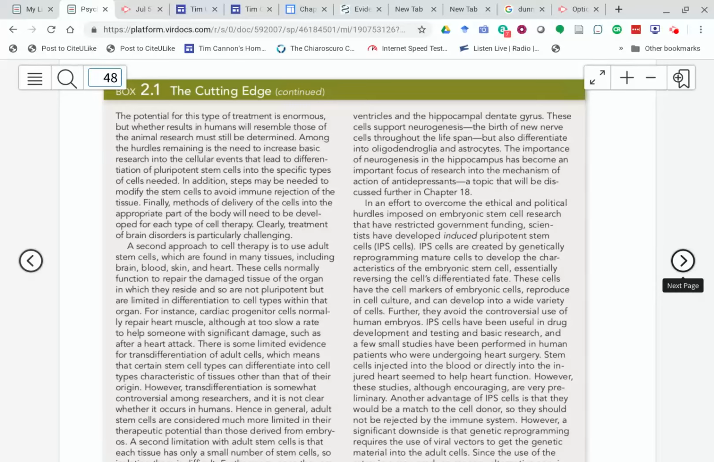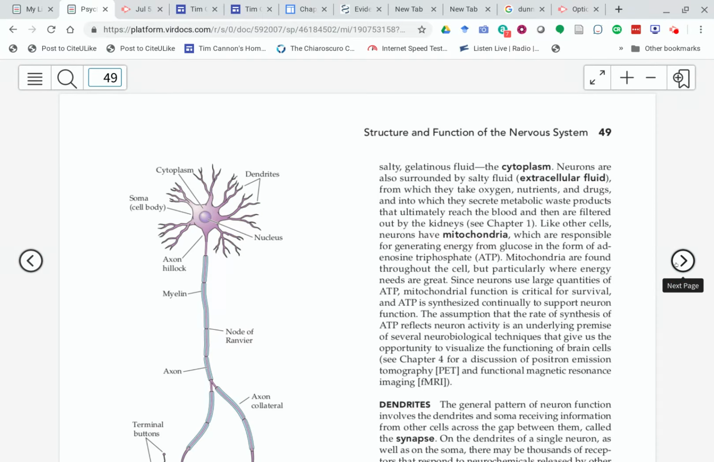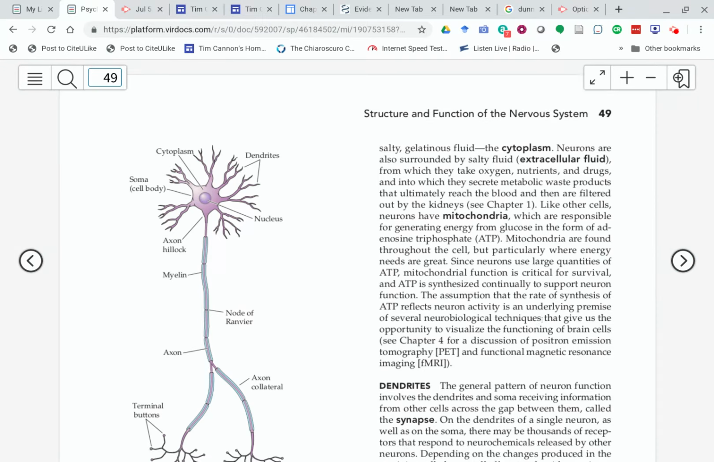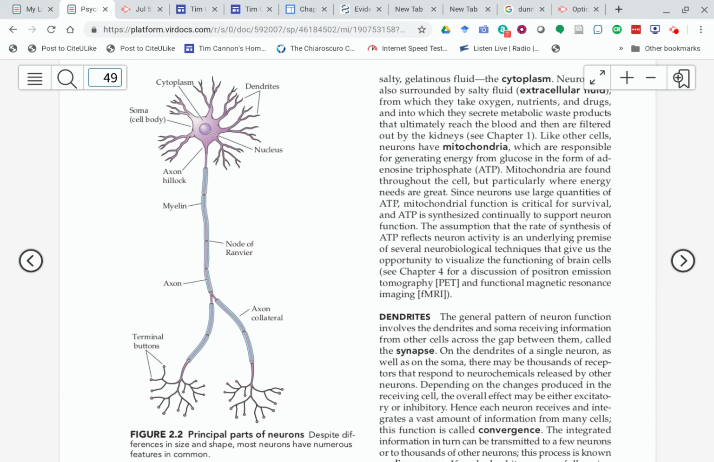Okay, so again, cutting edge embryonic stem cells. Question at the end of the chapter. Definitely pay attention to that. This is the stereotypical picture of the average neuron. We've already seen that all neurons don't look like this.